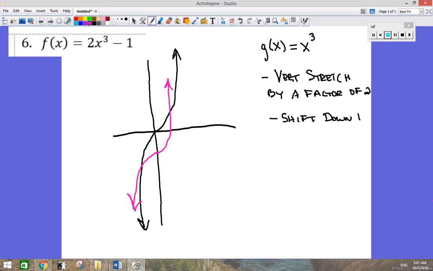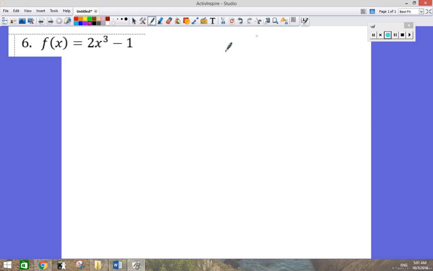It passes the vertical line test, but it also achieves the title of a one-to-one function because it passes a horizontal line test as well. So I expect that this function's inverse will also be a function, because this function is a one-to-one function, and only one-to-one functions have inverses that are also functions.